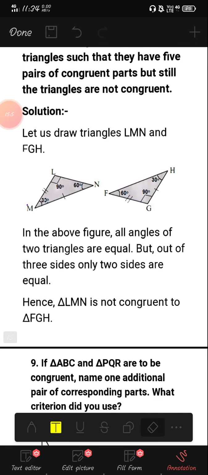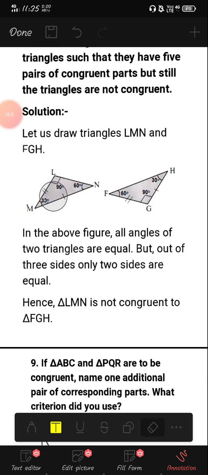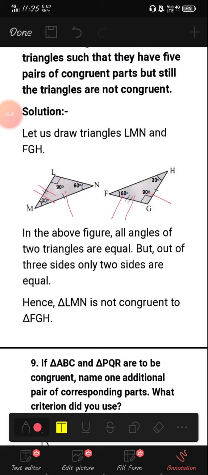Okay, we can see that all the three angles in both the diagrams are equal. So we know the angle property, when all the three angles are equal, it is not necessary that they are congruent. They may be an enlarged or small copy of each other. And now we have two sides equal. One is MN is equal to GH and LM is equal to FG. But here we can see that the included angle is 30 and here the included angle is 90 degrees. So both the included angles are not equal. So these two triangles are not congruent.